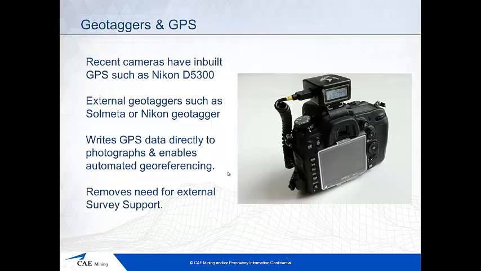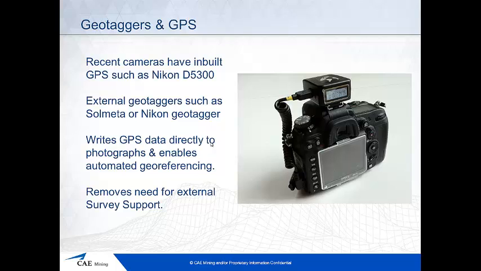So this segues onto this slide, which is geotaggers and GPS. This, as I mentioned, is something new that we are adding into version 5.2, due for release early 2014, and that is the use of geotaggers such as the Solmeta or Nikon geotaggers, and also allows the use of recently released cameras from Nikon, such as the D5300.